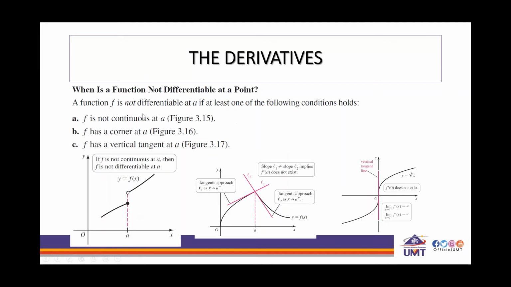f has a corner at a, it also cannot be differentiated. Okay. When f has a corner at a, it means that it has no slope. It meets at this point, so that is why it cannot be differentiated. And the last one, f has a vertical tangent at a. Right? This one definitely has no slope at all if it is a vertical tangent. So it is not differentiable.